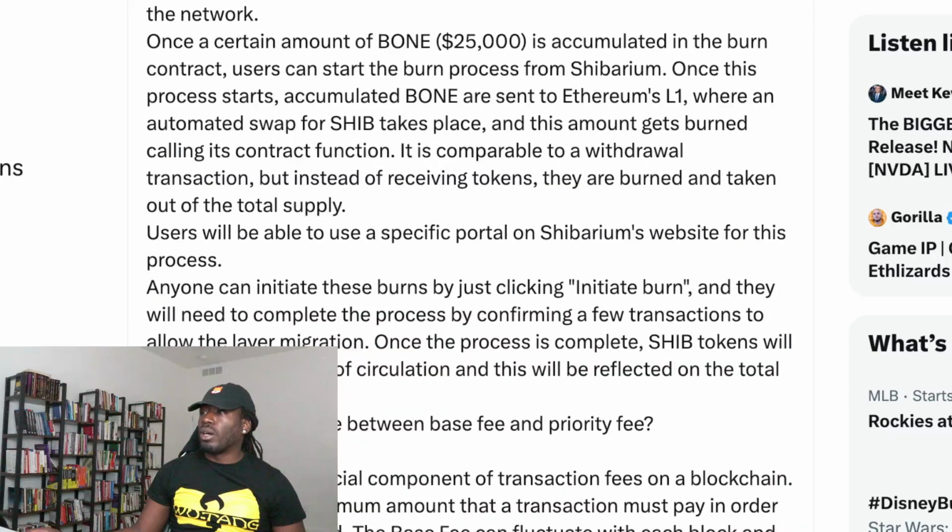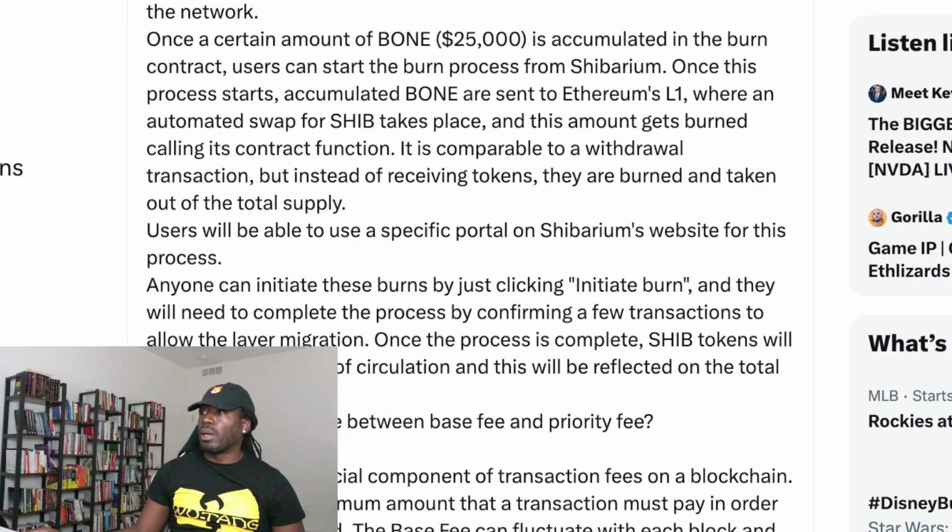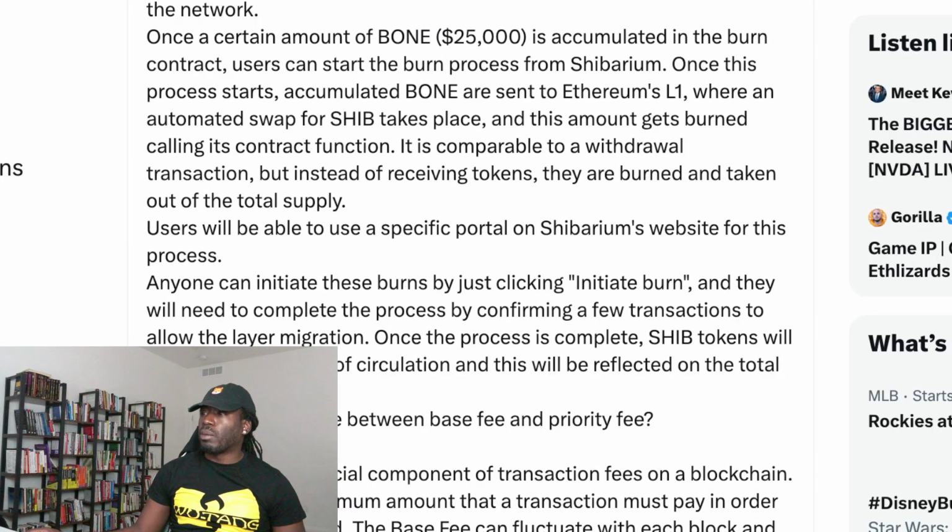Once a certain amount of BONE, 25,000, is accumulated in the burn contract, users can start the burn process from Shibarium. Once this process starts, accumulated BONE is sent to the Ethereum layer 1, where an automated swap for SHIB tokens takes place, and this amount gets burned, calling it a contract function.